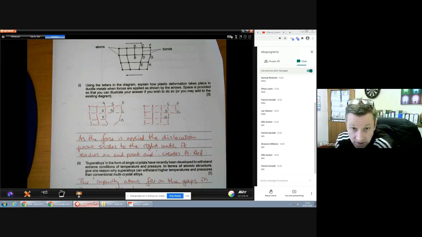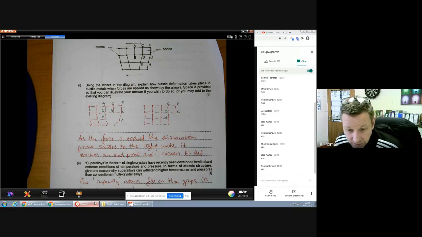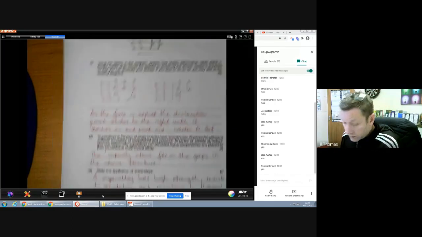This comes up all the time. So you're just showing how that dislocation slides over and eventually sticks out on the end. And because it's sticking out on the end, it's a change in shape. We call it a plastic deformation. Okay. Let's have a look at the bottom 2.